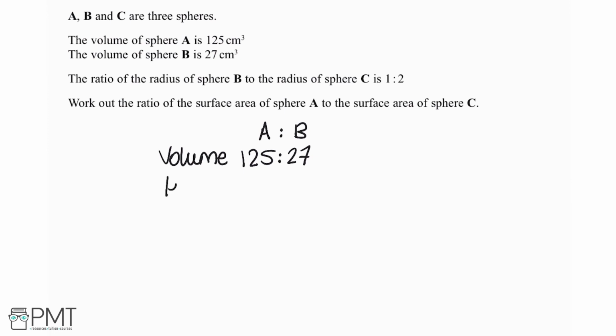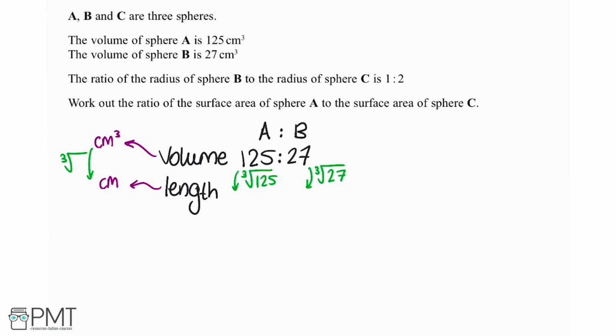So now I'm going to have a look at length. Now a little trick to remember what to do here is we need to look at the units. The units for volume, well, that's been used in the question. We've got centimeters cubed. So sticking with centimeters, our units for length are going to be centimeters. So how do we get from here to here? Well, that's with the cube root. So that's what we're going to do. I'm going to take the cube root of 125 and the cube root of 27, giving me a ratio of 5 to 3. And in this case, when we're talking about the length, we're sort of thinking about the radius.